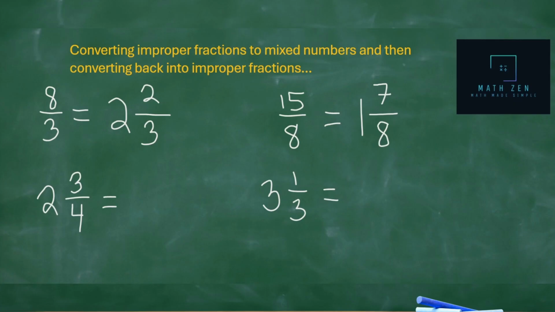Moving over to 2 3/4, we would multiply the whole number 2 times the denominator of 4 to get 8, plus 3 to give us 11 as our new numerator, and we keep the same denominator. Moving over to 3 1/3, we would multiply the whole number 3 times the denominator 3 to get 9, plus 1 to give us our new numerator of 10, and we keep the same denominator of 3.